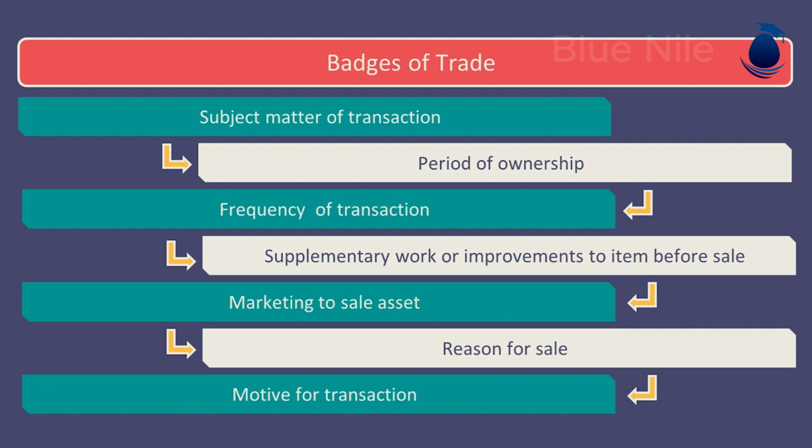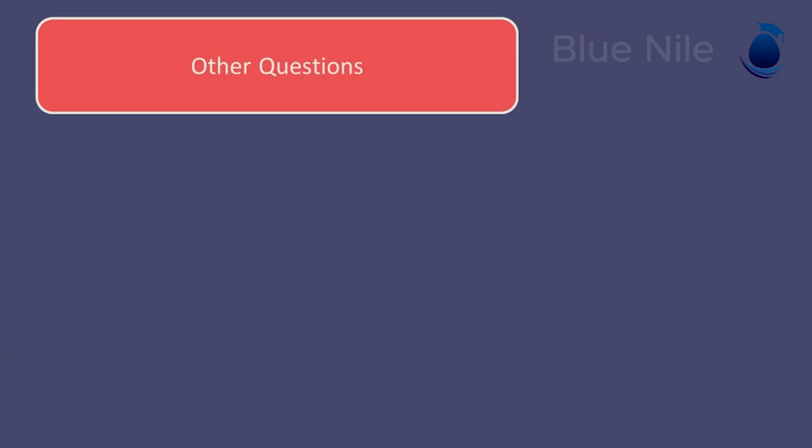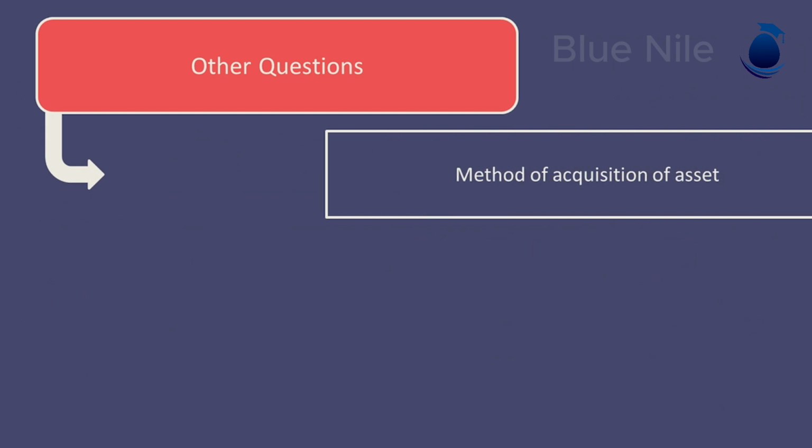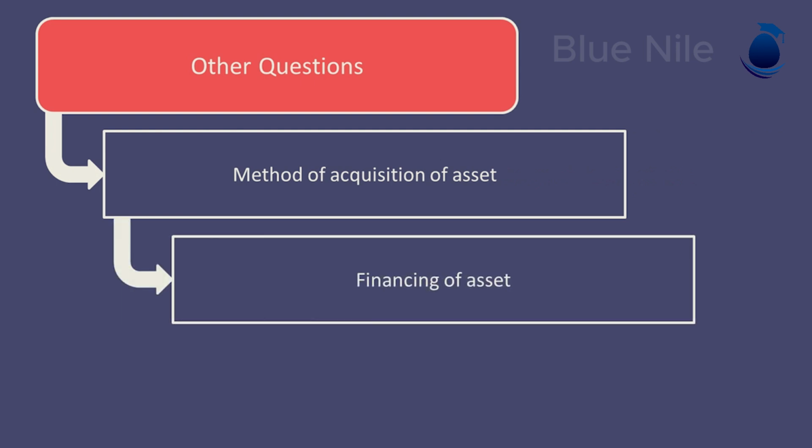Those are the main badges of trade, but there are 3 other questions each MRC might use to make their judgment. What was the method of acquisition of the asset? If we inherited an asset and then sell it, it's much less likely that we're carrying on a trade. What was the financing of the asset? If we've taken out a short-term loan, for example, to fund an asset purchase, it's more likely that when we sell it, we're doing so as part of a trade than if we'd taken out a long-term loan.